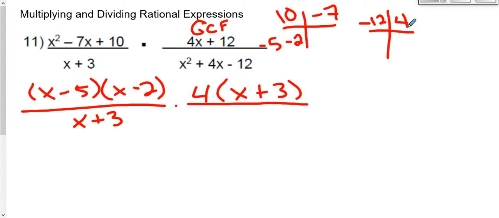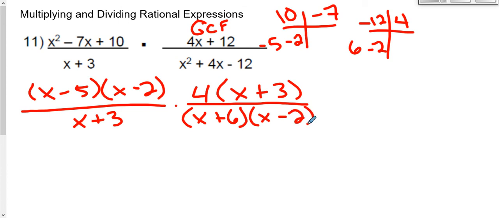The things that multiply to negative 12 that add to 4 are going to be 6 and 2. They do have to be opposite signs. If I want the 4 to be positive, the 6 has to be positive and the 2 has to be negative. So in parentheses, we'll have x plus 6 and x minus 2.